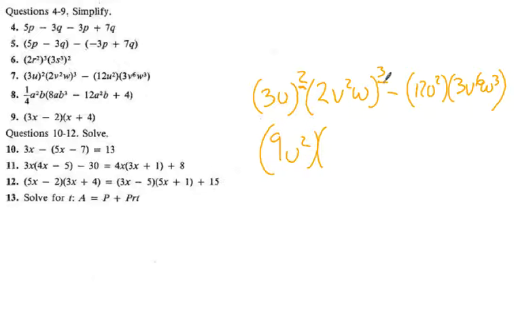Over here, we have 2 to the third, which is 8. I think we talked about that already. V squared to the third is going to be v to the sixth. And w to the first to the third power is w to the third. And now we're going to subtract that from this monomial that we have here. We have no exponents, so I'm just going to write it as it was originally written.